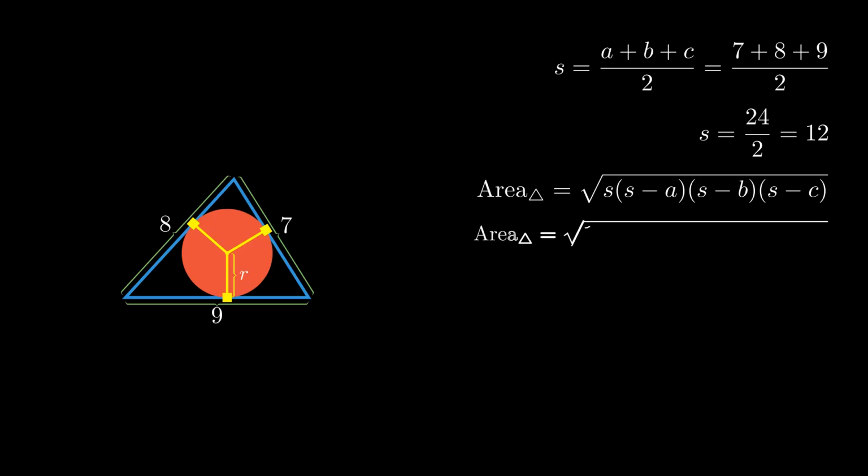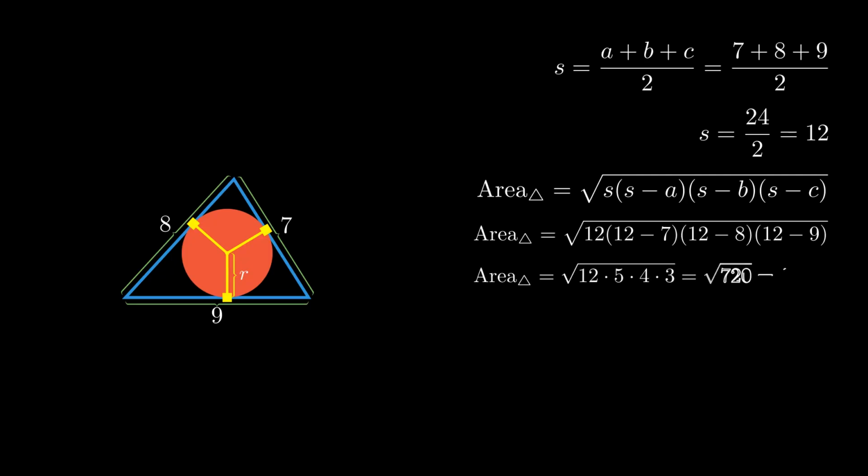Plugging in the values, we get 12, 5, 4, and 3 inside the square root. Multiplying these numbers gives 720. The square root of 720 simplifies to 12 times the square root of 5. This is the area of our triangle.